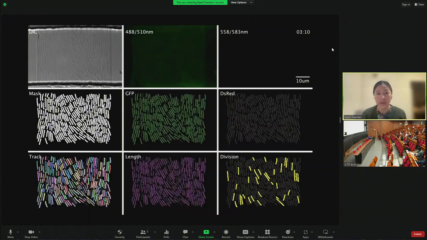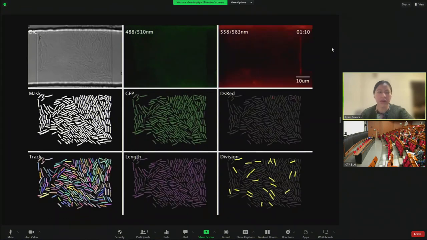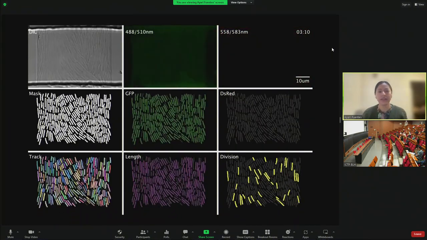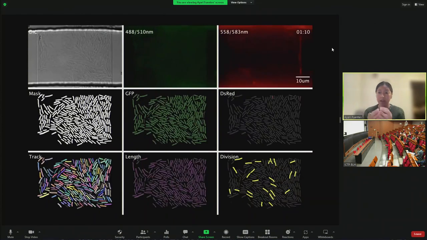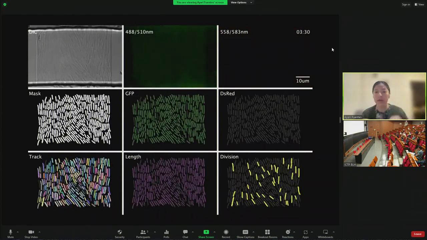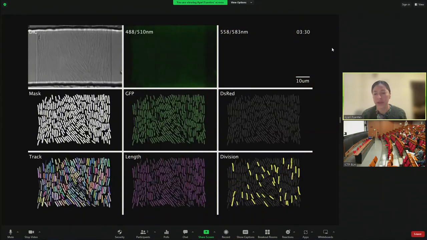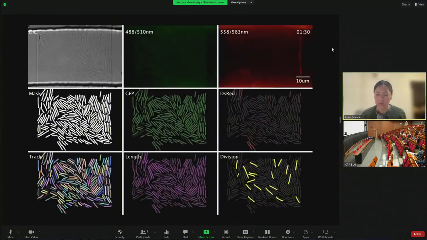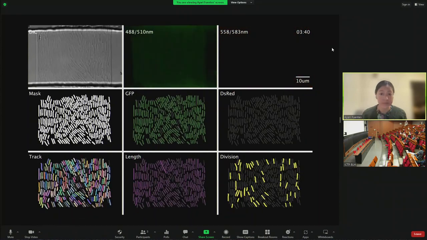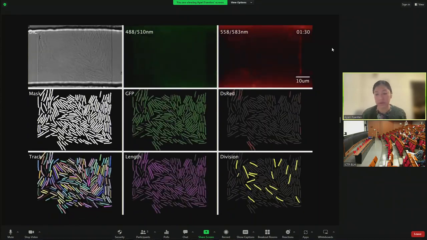I don't know if you notice, but we can see it actually in the DIC image, that the cells are getting bigger, getting longer and longer when the antibiotic has entered into the cell. And then we can measure division, which means that we can measure growth rates, which is important, of course.